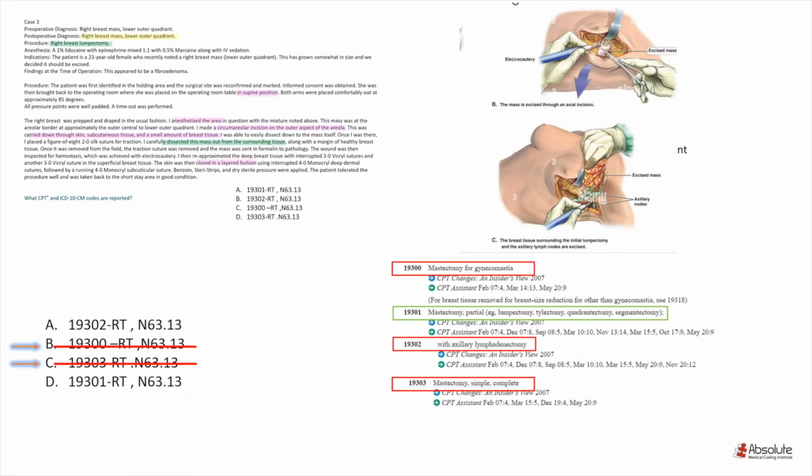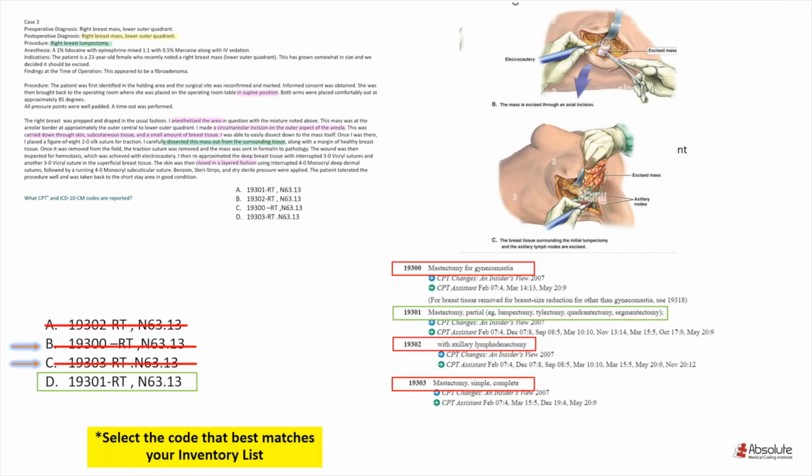So in our scenario, axillary lymphadenectomy was not performed. It was just a lump in the right breast which was removed. So we can eliminate option A, 19302, and our correct answer will be option D, 19301 RT. And once again, select the code that best matches your inventory.